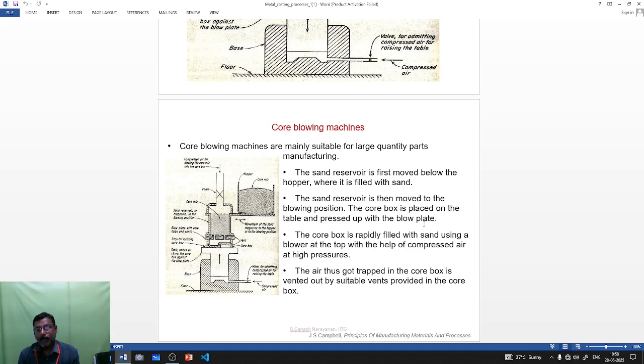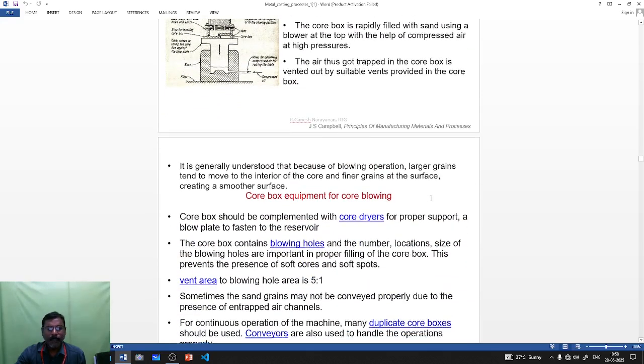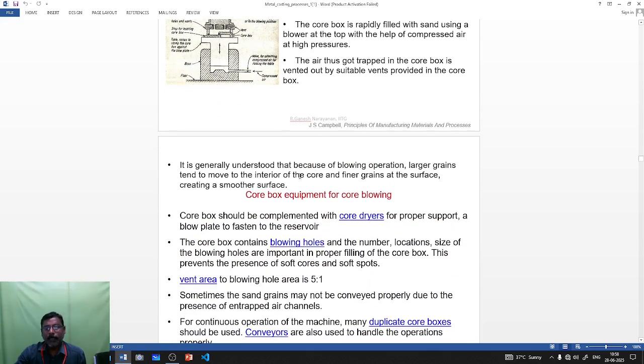At the top of the machine, there is a compressor producing high pressure air. The air does not reduce the properties. It is generally understood that because of the blowing operation, larger grains go to the interior of the core and finer grains to the surface, creating a smoother surface.